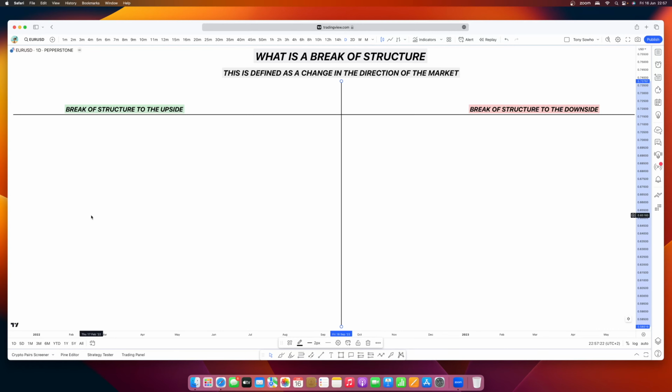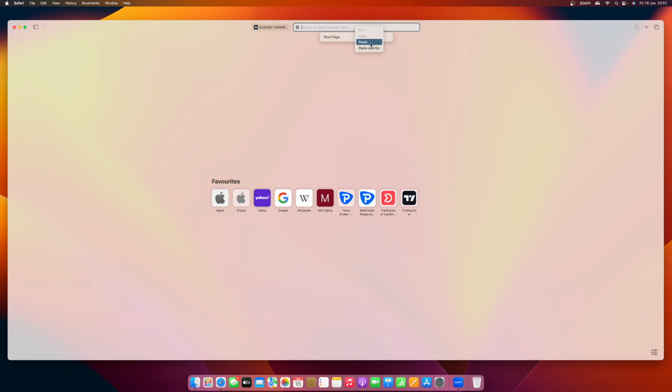So now a break of structure to the upside. Let's go up again. It says this is defined as a change in the direction of the market. So the market is changing direction. And now when we come here, it says break of structure to the upside. That is the first type of break of structure. So if the market is breaking structure to the upside, what was the market doing before?